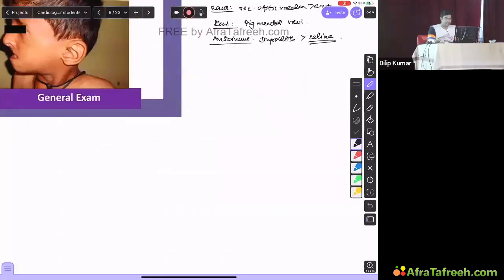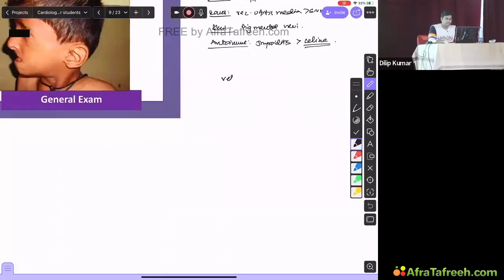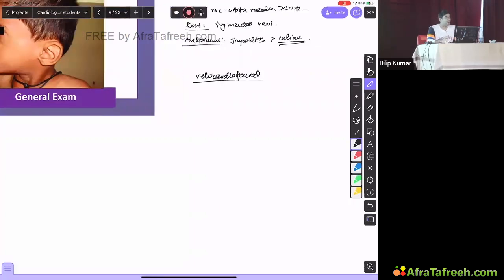For additional marks, if you want to know, there is something called velocardiofacial syndrome. Remember, velocardiofacial syndrome is a diverse entity. In most of these, there will be poor development of the pharyngeal arches, especially, as I told you in the afternoon, the third and fourth pharyngeal arches will not develop properly. This is also called VCFS. It's a very diverse syndrome.